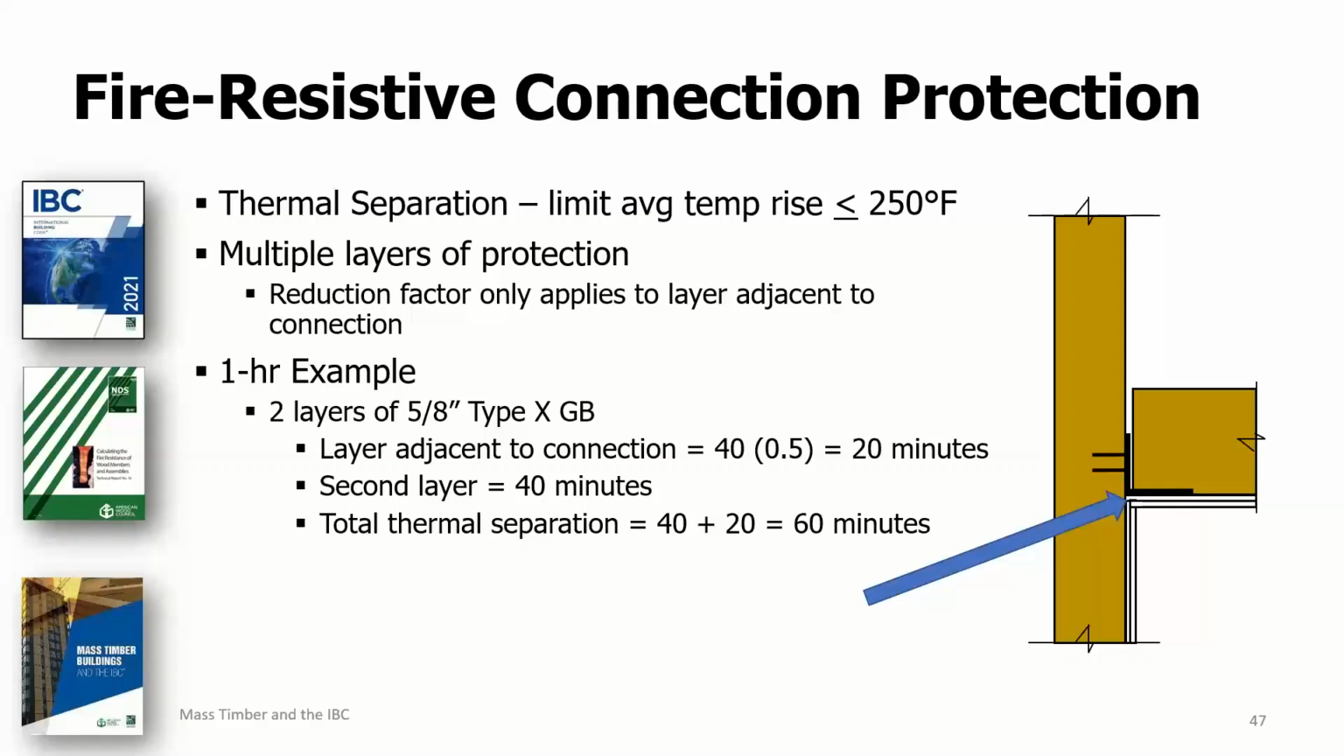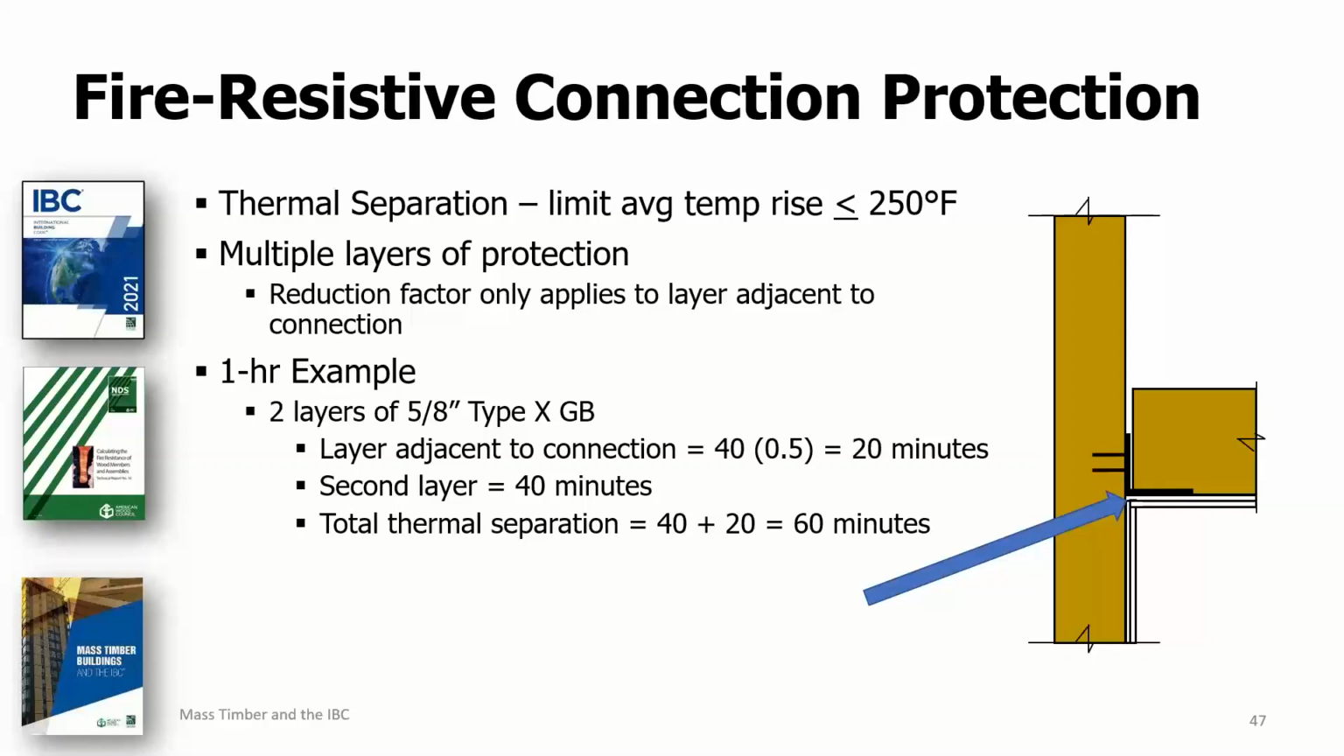Wherever multiple layers of protection are used, TR10 states that the 0.85 or 0.5 factor is only applicable to the layer that is immediately adjacent to the connection itself. This is true regardless of whether the thermal separation is being provided by wood protection, gypsum, or a combination of both. So in this example, which is similar to the previous one except it has 2 layers of gypsum board applied instead of just one, the 0.5 factor would only be applied to one of those layers.